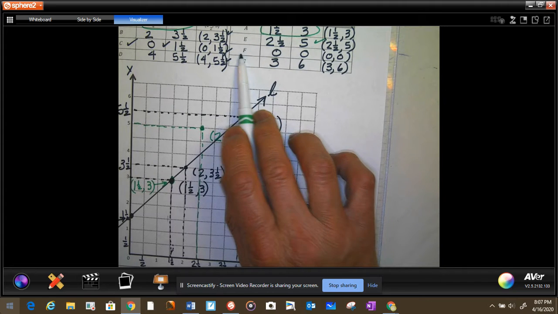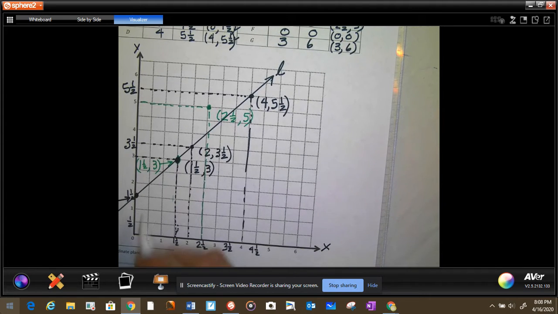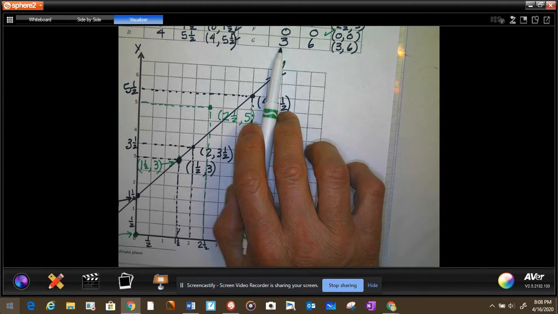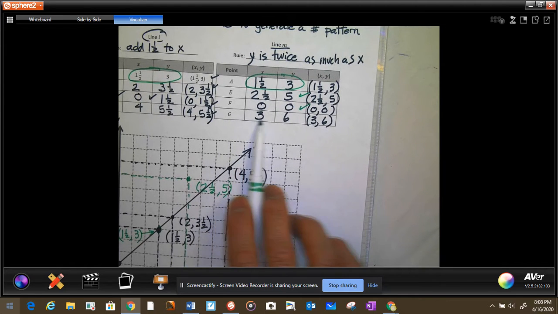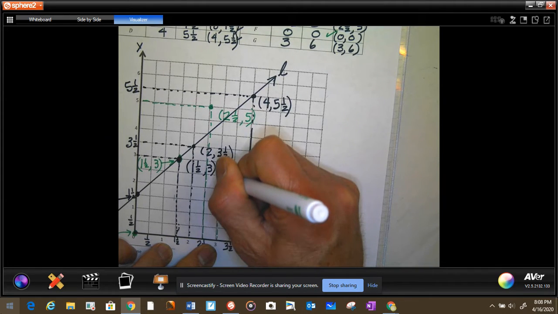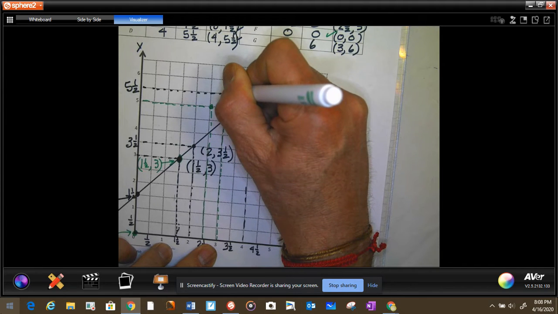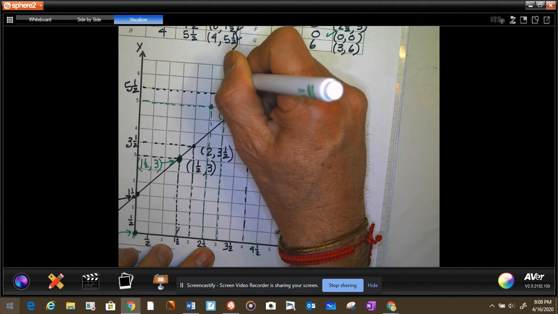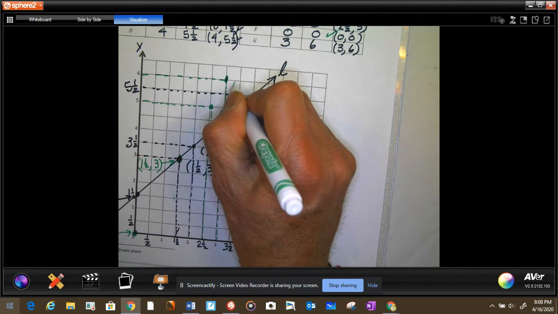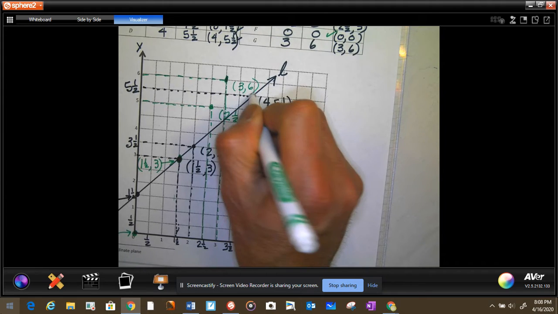Now, see this one right here is 0, 0. So that's the origin. So the origin is right here, and that is the point. X is 0 and Y is 0. Now let's look at the last one. X is 3, Y is 6. So we're going to run to X, which is 3, and Y is 6. So we're going to jump all the way up to 6. And there is 6 right there. And we're going to just show the connection, the path.